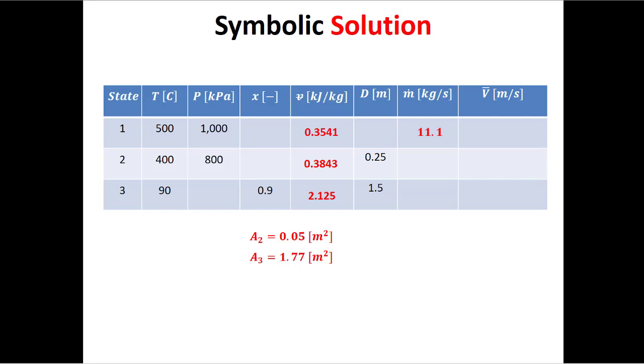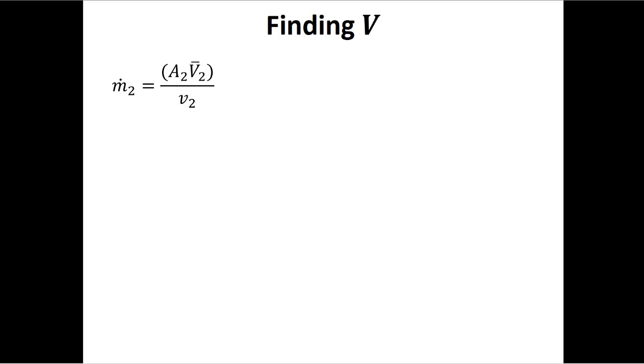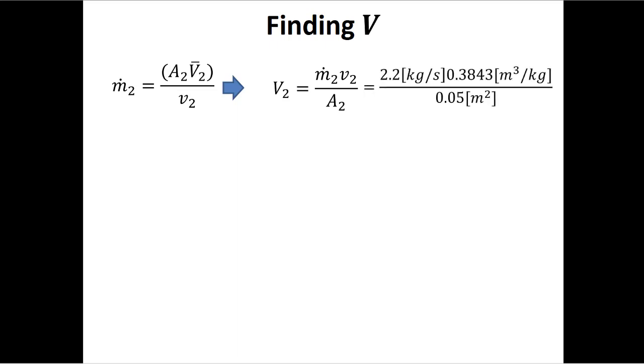So now I know m dot 1, m dot 2, and m dot 3, and I can put those into my table. But this is not what the problem asked me to find. The problem wanted me to find the velocities. So now if I look at m dot 2, I know that that's the area times the average velocity divided by the specific volume. I can rearrange this equation to get an expression for the velocity at state 2. And that will be the mass flow rate times my specific volume divided by my area. I know all of these values, so I can put them into my equation.